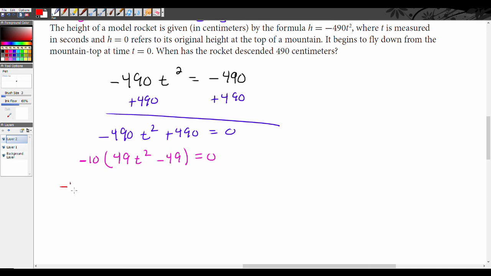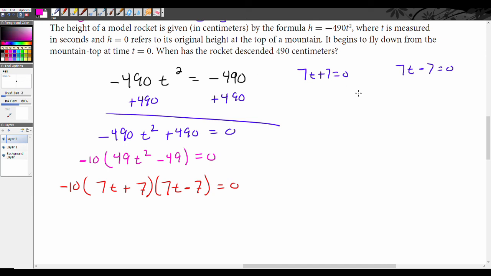So we have here negative 10 times. What's the square root of 49t squared? That's going to be 7t. And the square root of 49 is 7. And since there's no middle term, it's going to be 7t plus 7 times 7t minus 7 equals 0. Again, since there's two binomials, I'm going to set each one separately equal to 0. Let me do that up here. So we're going to go 7t plus 7 equals 0 and 7t minus 7 equals 0.